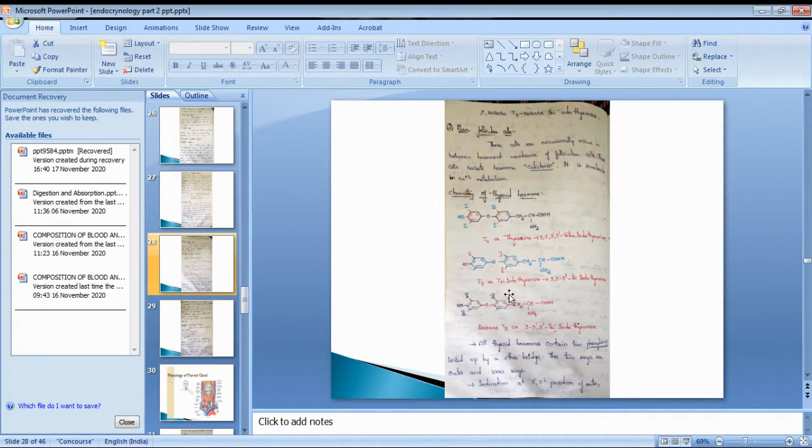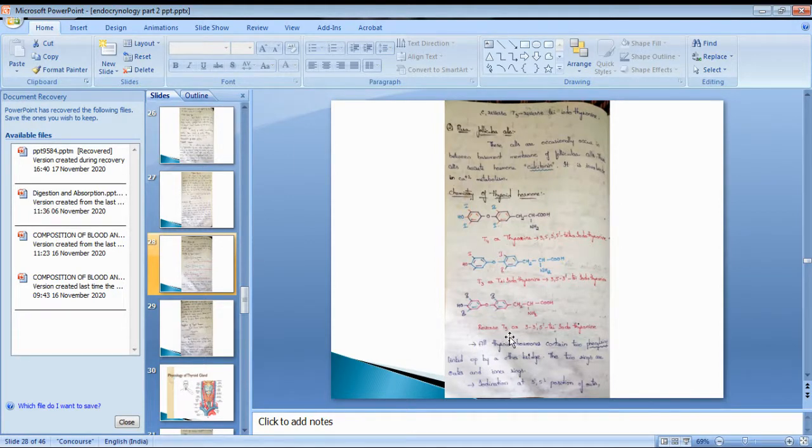Now let us discuss triiodothyronine. Here there are only three positions where iodine is located: the 3 and 5 positions and the 3' position. Here also a hydroxyl group is present. Finally, this is the structure of 3,5,3' triiodothyronine.